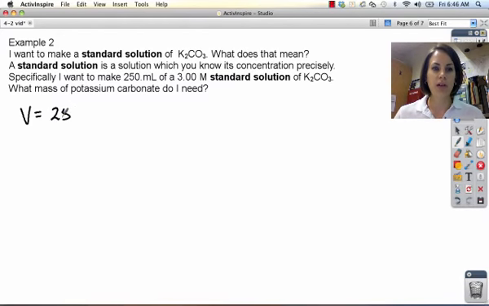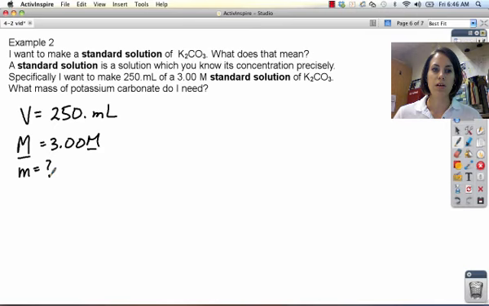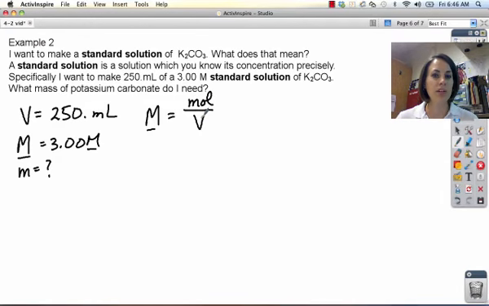So let's write down what we know again. We know we have a volume of 250 milliliters, and we know the concentration is 3.00 molar. I am being asked to find mass. Recognizing that we have concentration and volume, we're going to use the relationship that we learned earlier, so molarity equals moles over volume. Since we know molarity and the volume, we can calculate moles. And once we have moles, then we can simply convert to grams using the molar mass.